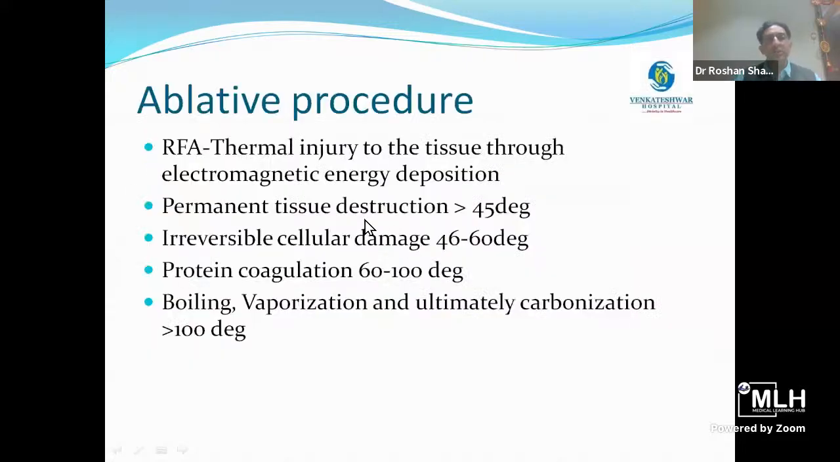Now coming to the ablative procedures, RFA and microwaves are done. In RFA, there is thermal injury to the tissue, so electromagnetic energy deposition. Permanent tissue destruction occurs at temperatures of more than 45 degrees.